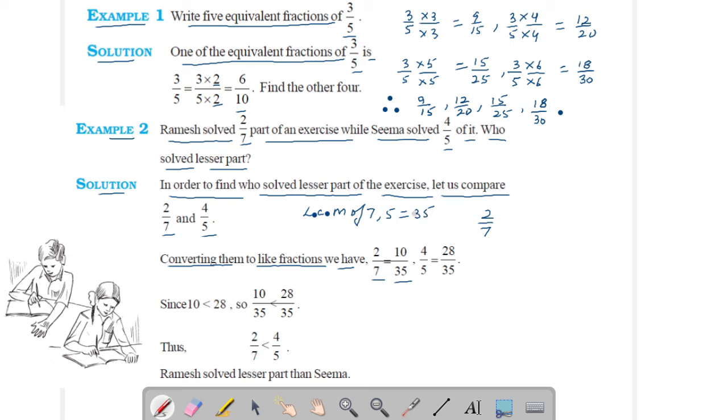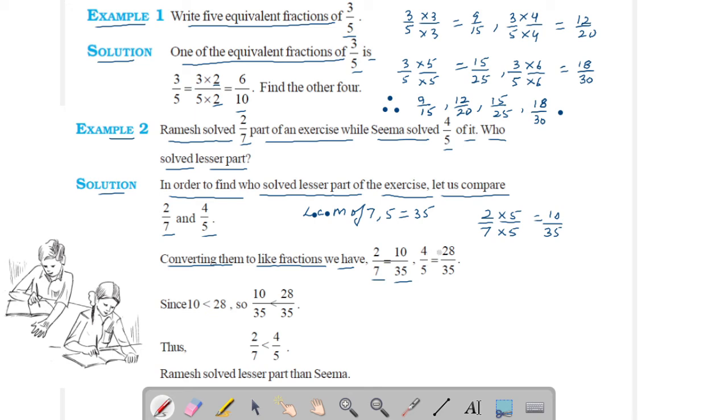Simply divide the LCM, that is 35, by 7, the denominator of the first fraction. What will you get? 7 fives are 35, so you get 5. Multiply the numerator and denominator by 5. Here, multiply 2 by 5 upon 7 into 5. What will you get? 2 fives are 10 upon 35. In this way you will get 10 upon 35.